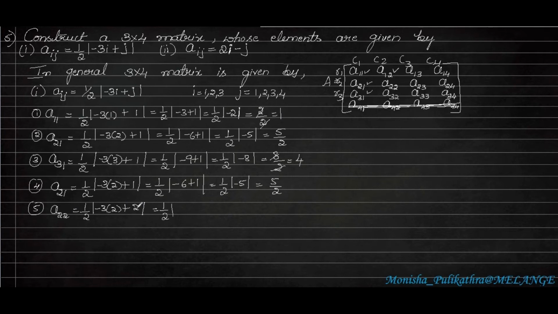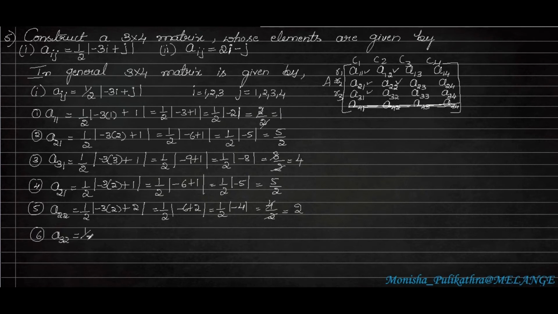So half times (-3 × 2 + 2) is half times (-6 + 2), which is half times -4. When you take out the sign, it becomes a positive number, that is 4 by 2, which is equal to 2. So next we have to calculate A32.